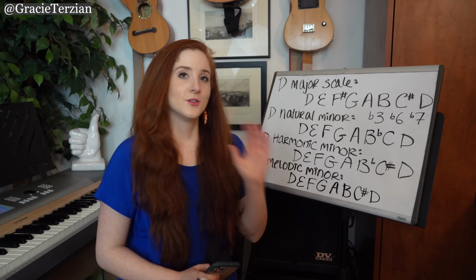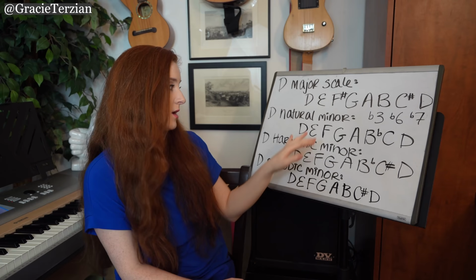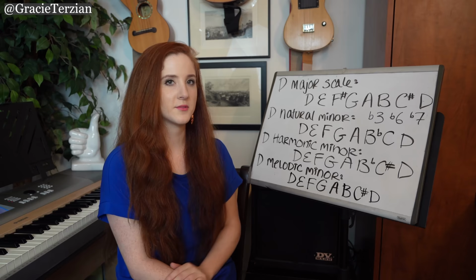So remember, the way we found the D natural minor scale from the parallel major scale was we flattened the third, sixth, and seventh notes in the scale, and then we got our natural minor scale, okay? Let's do one more like this, because I think it's good to go through these examples. Let's figure out the notes in an E minor scale. So first, what are the notes in an E major scale? I'll write them out.